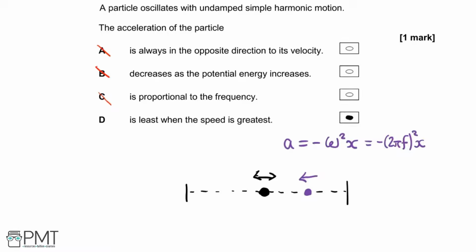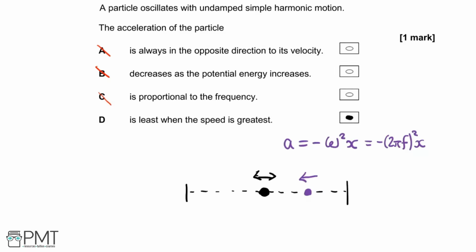But let's just confirm that the acceleration of the particle is least when the speed is greatest. Now, speed is the greatest at the center. That's just the nature of simple harmonic motion. The speed is the least when it's at the outsides, when it's actually brought to a stop in order to come back towards the middle.